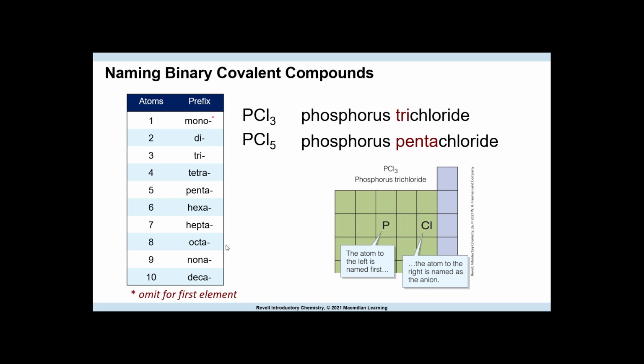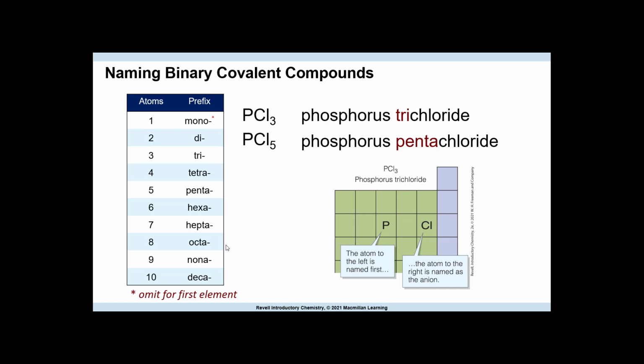So now we're going to look at naming binary covalent compounds. Binary means two. Covalent compounds containing only two elements are called binary covalent compounds. These compounds are named in a manner that is similar to ionic compounds, but there are differences. Let's look at these two. We have PCl3 and PCl5.